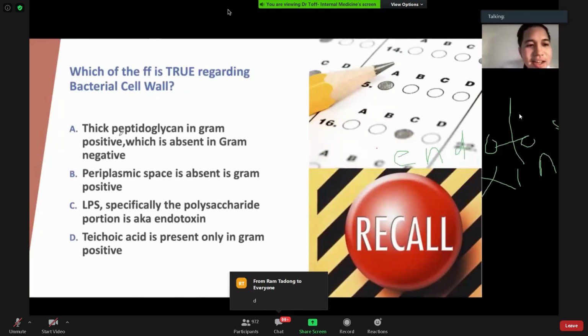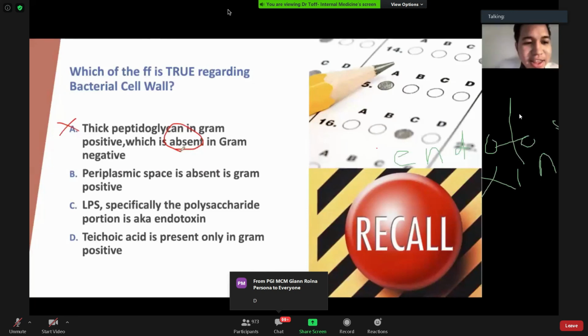Letter A, thick peptidoglycan in gram-positive, which is absent in gram-negative. Is this correct? False. Bakit false? Because of the word absent. Remember, I pointed that out. Ang peptidoglycan present sa pareho. Yun nga lang, mataba siya sa gram-positive, manipis sa gram-negative, pero it's present.